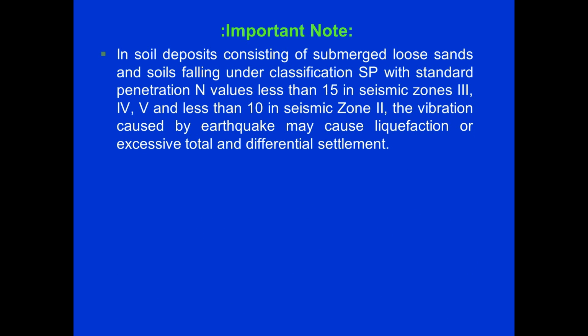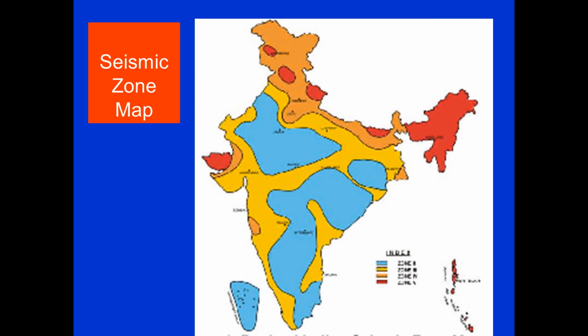Then an important note: in soil deposits consisting of submerged loose sand and soil falling under this classification, with the standard penetration N value less than 15 in seismic zone numbers 3, 4, 5 and less than 10 in seismic zone number 2, the vibration caused by the earthquake may cause liquefaction or excessive total or differential settlement. So these are some of the parameters there.